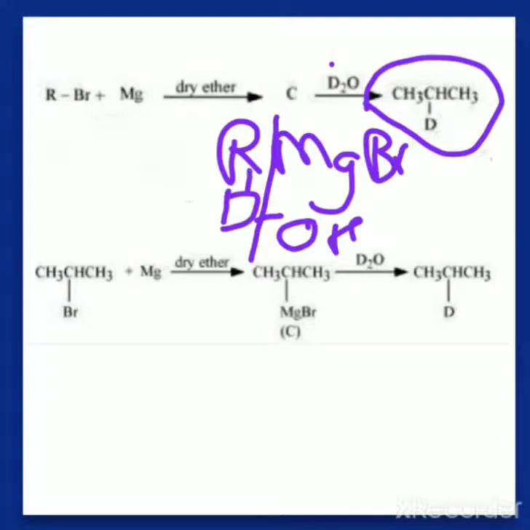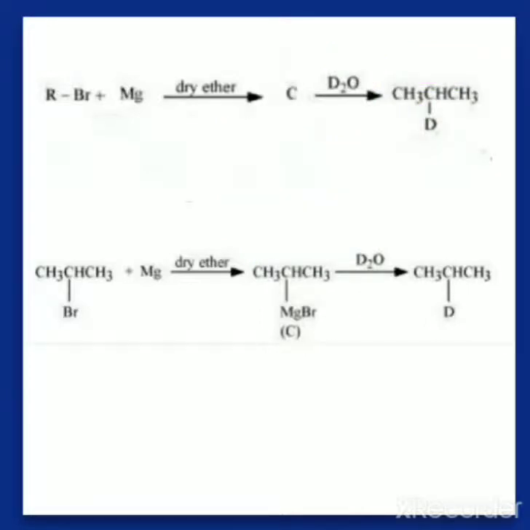Because D is already there. So what will be the R? This part will be called the R. So we got the R here. What is R here? This part is the R.